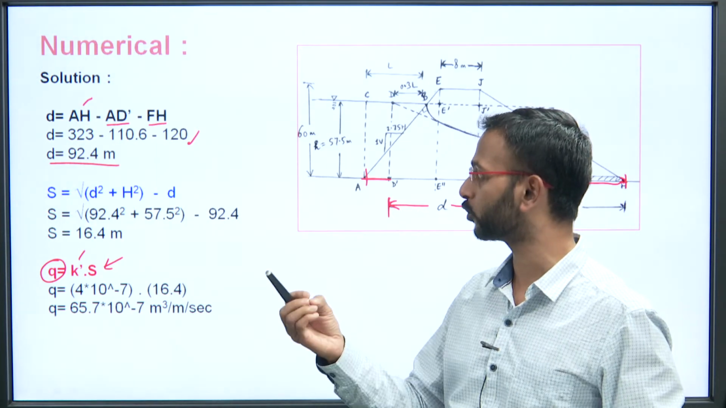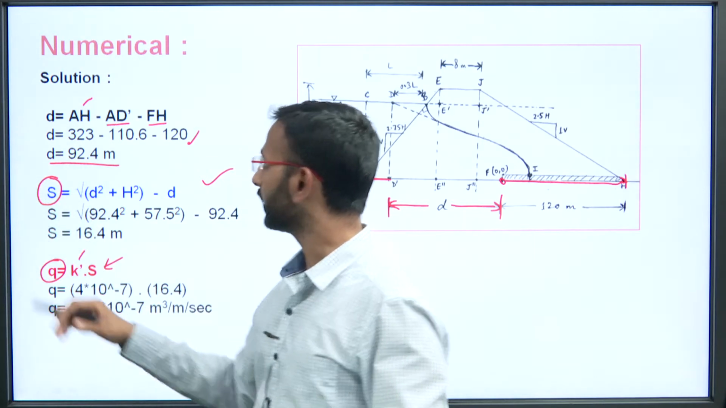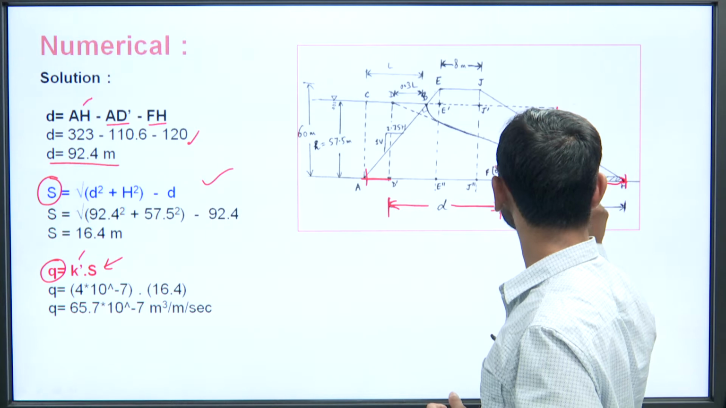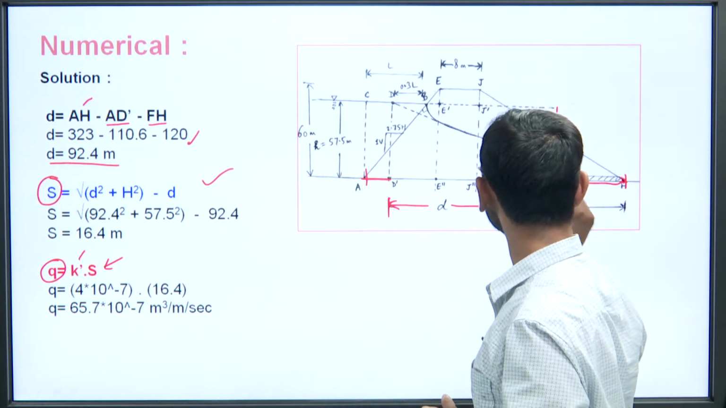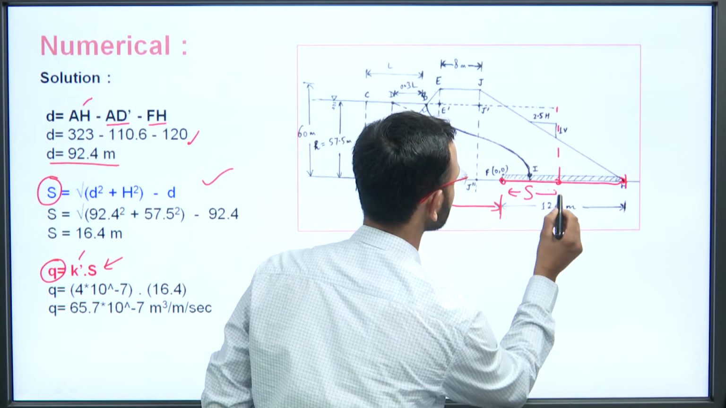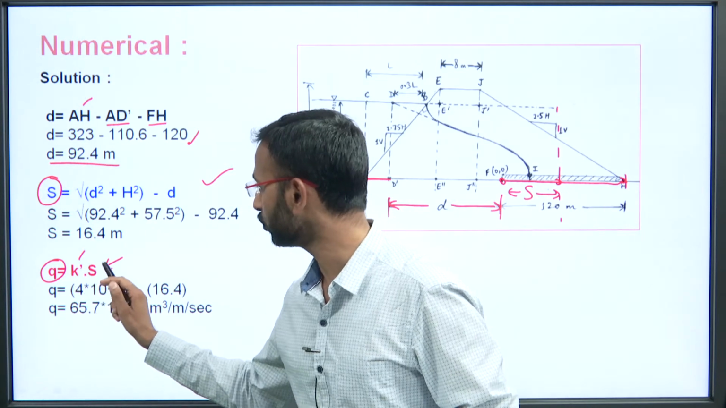When we were discussing the flow net, at that time we took out the S value, that is the distance between the focus and the directrix here. So, this is the focus of the parabola, and this here is the directrix. So, this portion is what? S. So, this S gives the discharge here, K dash into S.